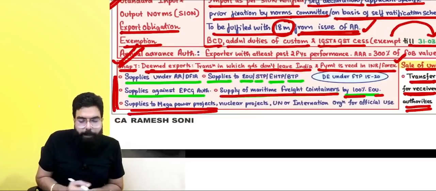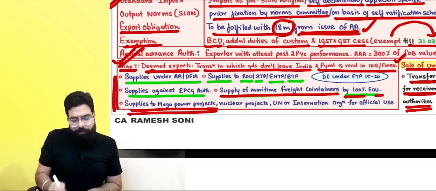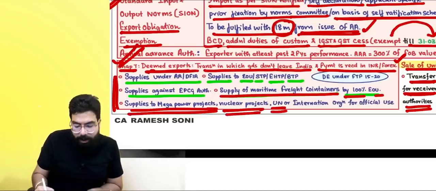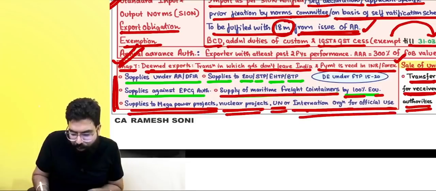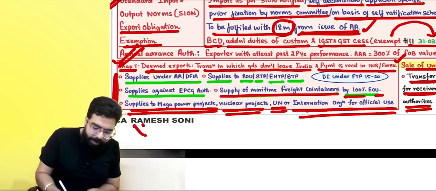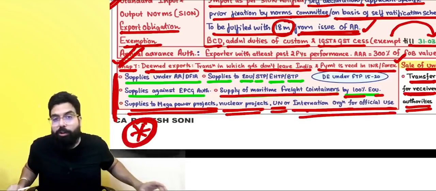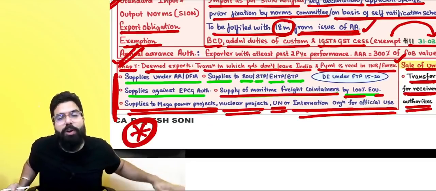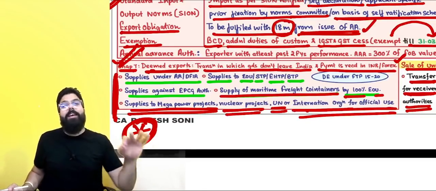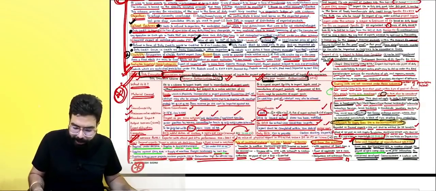Supply to a mega power project is deemed export. Supplies done to a nuclear project, supplies done to the United Nations or an international organization for official use, all these will be deemed as an export. Although the goods don't leave India, although you are receiving INR, your activity will be termed as an export. Okay, sir, point is clear.